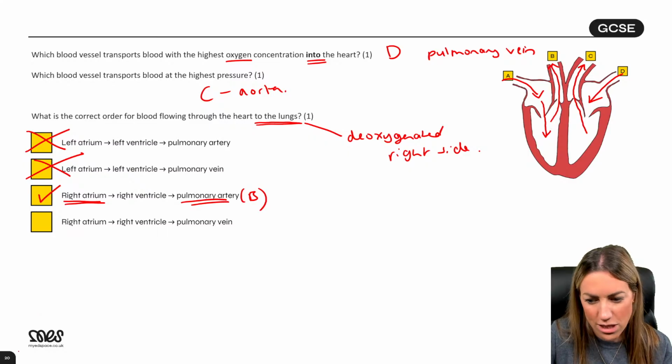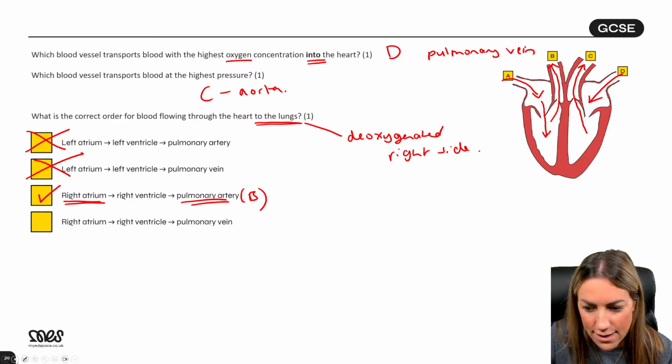I think I've got a question about the pacemaker actually in a second. Yeah, we're going to do a few microbiology at the end actually. So well done if you got that right.